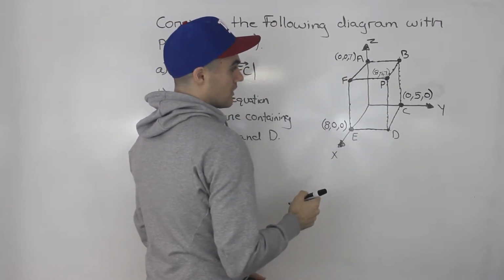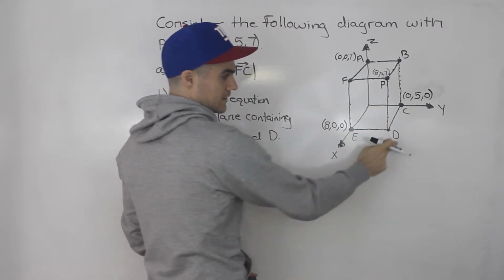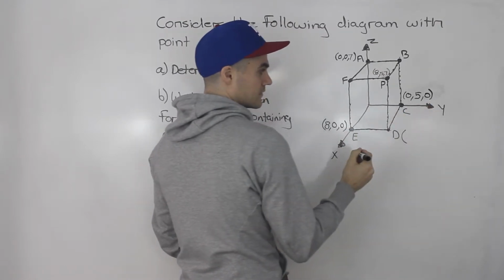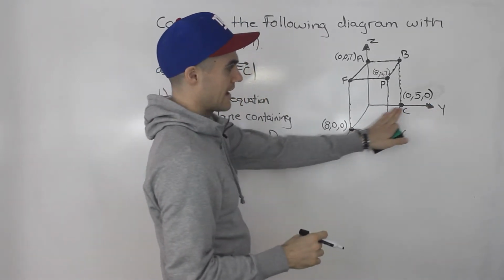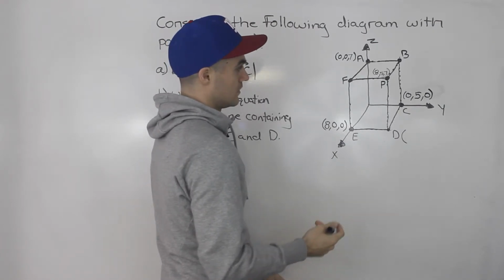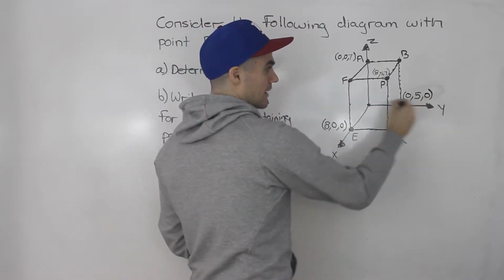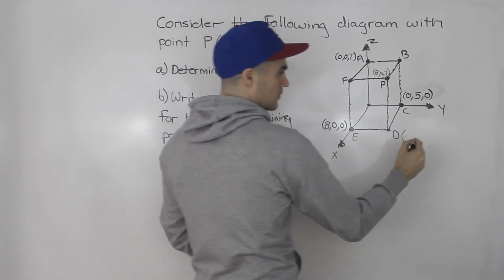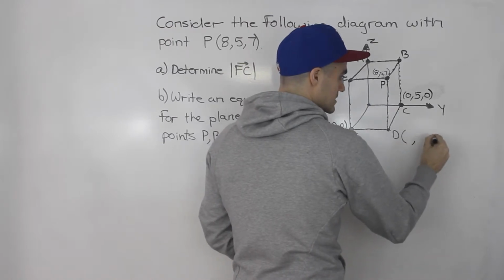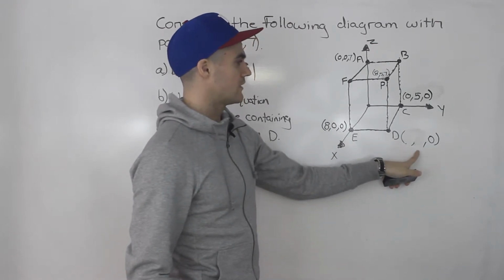Now we could label all the other points. So let's start off with point D. Notice that point D here is on the XY plane. And any point on the XY plane, we know that the z value is 0. Right? The z value is 0 over here for this entire XY plane. So we know that this point D is going to have a z value of 0 for sure. Now what about the x and y values?